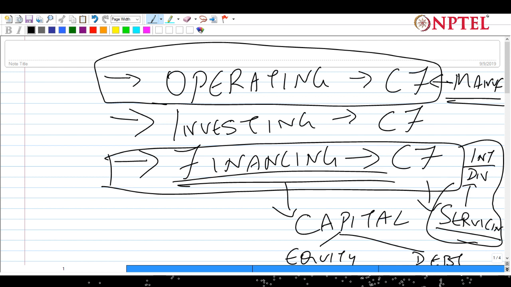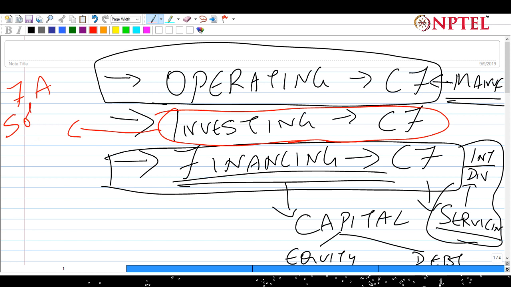Now, the third basic aspect we look at, I'm going to use a different color, is what we call investing cash flows. What do you mean by investing cash flows? I'm going to write on this part of it. When I talk about investing cash flows, I specifically mean that wherever you are spending, that is where you are investing. You can invest in a fixed asset of the company. You can invest even in shares and securities of other companies.